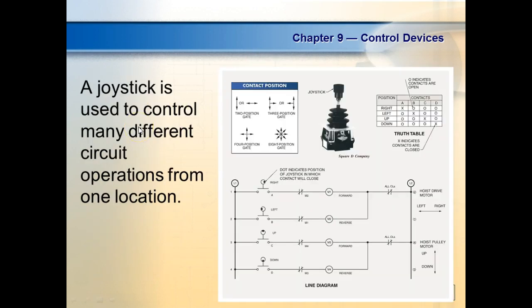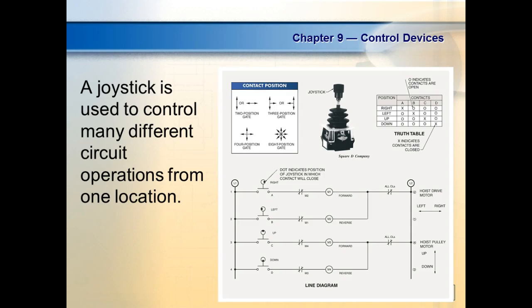So this is a joy switch. So this is a joystick. This is a 4-position joystick. We could have up to 8 positions on this thing. You'll run into a lot of these on earth moving machines and cranes and stuff like that. You'll run into a lot of these. You got forklifts.